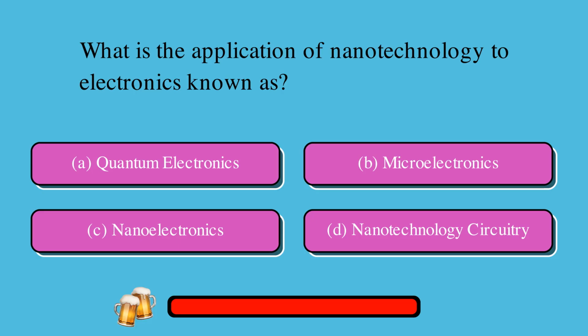What is the application of nanotechnology to electronics known as? Is it A, quantum electronics, or B, microelectronics, or C, nanoelectronics, or D, nanotechnology circuitry? The correct answer is C, nanoelectronics.